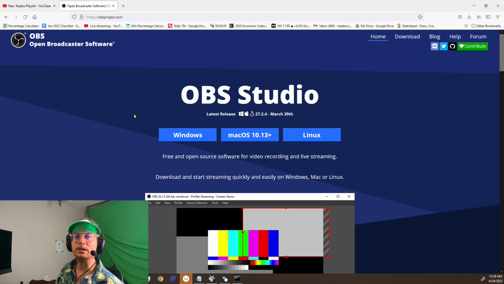Now, if you want to record it to your actual computer, that's fine. You can do that as well. I also suggest you take the time toolbar right here and put it at the top of the screen.